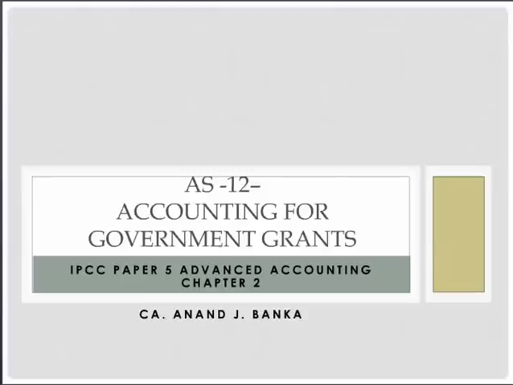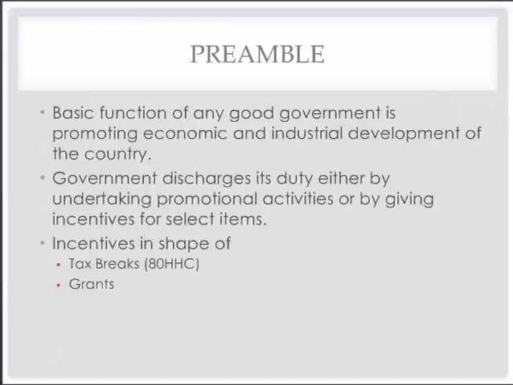Hello students, in this presentation we are going to discuss Accounting Standard 12, Accounting for Government Grants. The basic function of any good government is promoting economic and industrial development of the country. How does a government do that? It does so by enticing companies to underdeveloped areas. And how does it do that? By giving them incentives.